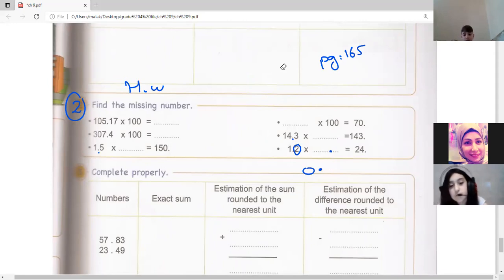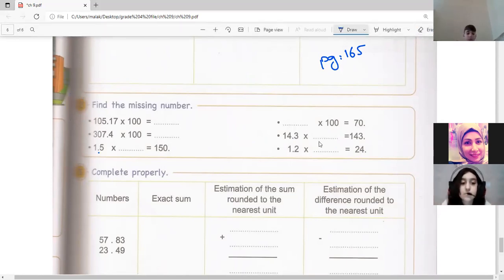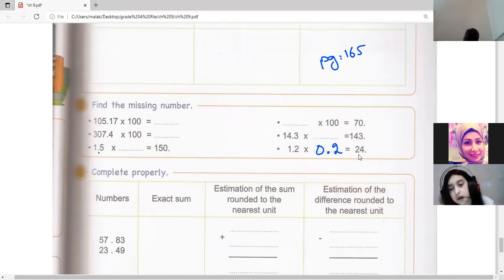Teacher, which page? 165. Wait, so here it's 0.2. I did the page but not the homework.